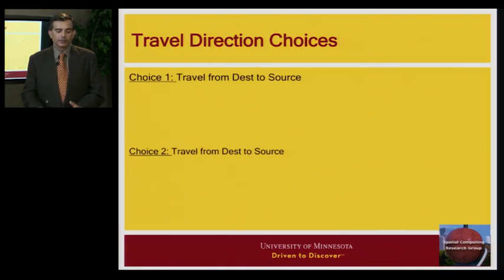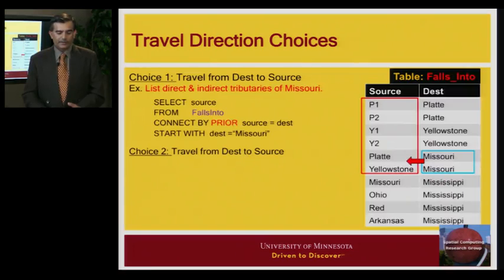So let's look at both side by side. If you are going from destination to source, or this should be source to destination, slight typo. So contributing rivers to Missouri in this case, so that you might see as the query we just saw. This query is going to start with Missouri and get to the rivers which directly contribute to Missouri, and it will continue on and say any river that contributes to these rivers, Platte or Yellowstone, is also contributing to Missouri in an indirect way.